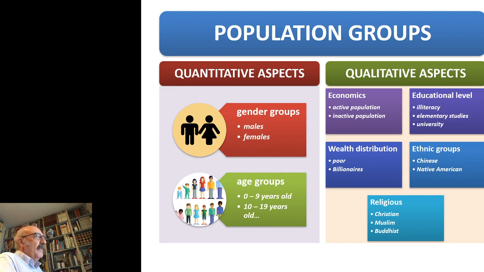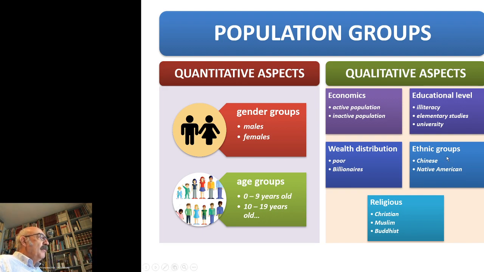This is important. The educational level ranks from illiteracy, people that can't read or write, to university. Okay, so in your case, you are in this part, elementary studies, because you are children, you are studying in primary school. Another social group is wealth distribution, and it ranges from poor people to billionaires. And then in the middle, there are many groups.